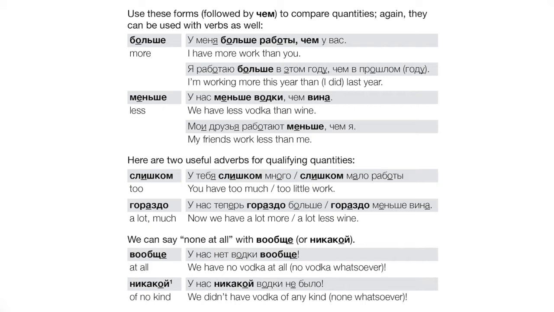Or никакой, right? Just the negated question word какой, right? What kind of? Well, никакой, no kind of. And this is also used quite often in expressions like this. У нас никакой водки не было, right? We didn't have any vodka whatsoever. Or taken a bit more literally, we had vodka of no kind, right? No vodka whatsoever of any description.